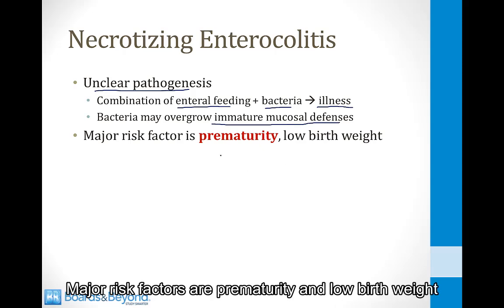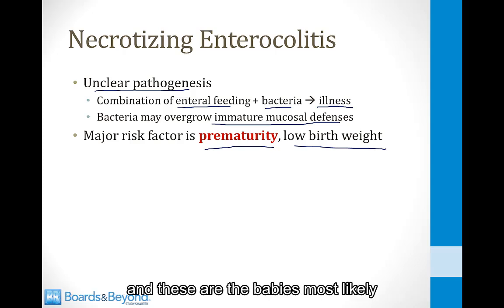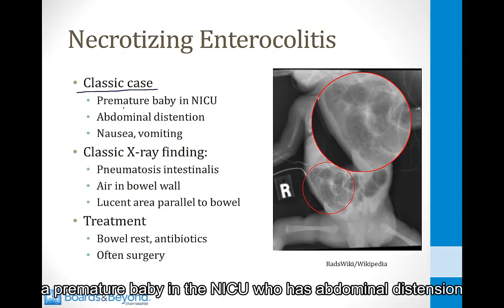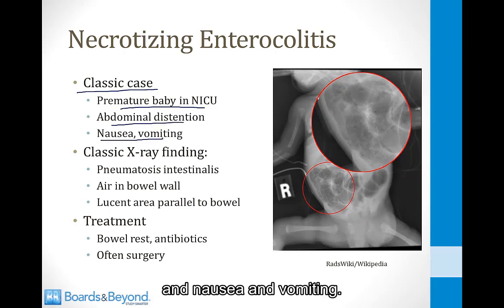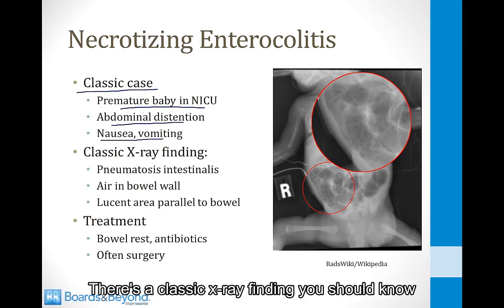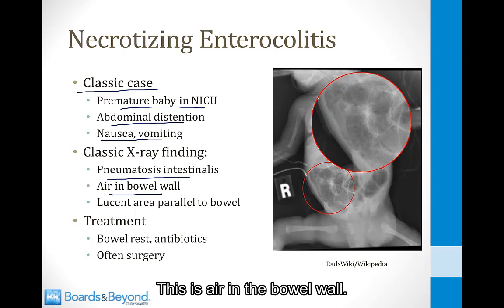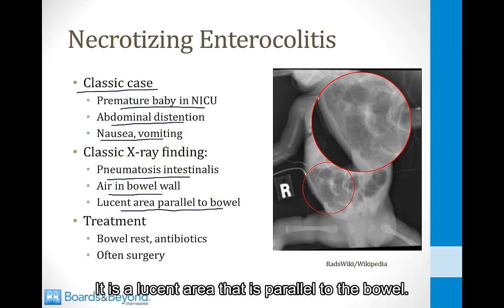Major risk factors are prematurity and low birth weight, and these are the babies most likely to have poor mucosal defenses. So along those lines, the classic case will be a premature baby in the NICU who has abdominal distension and nausea and vomiting. There's a classic X-ray finding you should know about called pneumatosis intestinalis. This is air in the bowel wall. It is a lucent area that is parallel to the bowel.